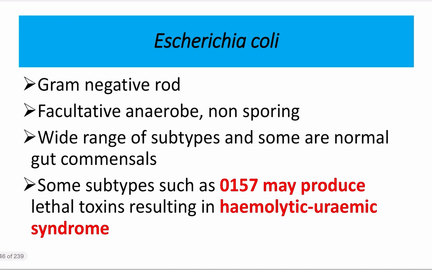So first of all, let's see Escherichia coli or E. coli. E. coli is a gram-negative rod, facultative anaerobe, and non-spore forming. Wide range of subtypes, and some are normal gut commensals. Some subtypes such as O157 may produce lethal toxin resulting in hemolytic uremic syndrome. So E. coli causes urinary tract infection, but some strains may be responsible for hemolytic uremic syndrome. And E. coli is a gram-negative rod.